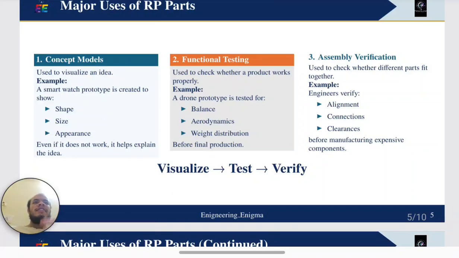And the third one is assembly verification. Modern products contain many parts. These parts must fit together perfectly. For example, a car may contain thousands of components.